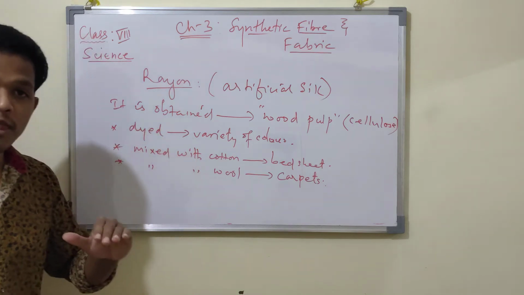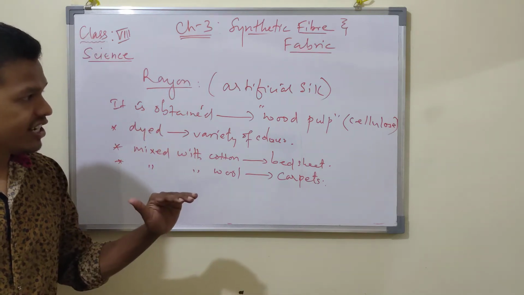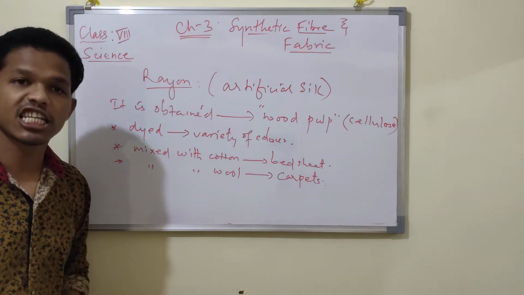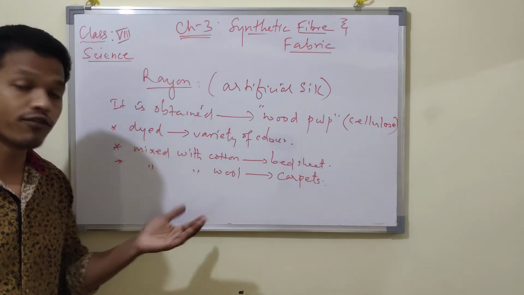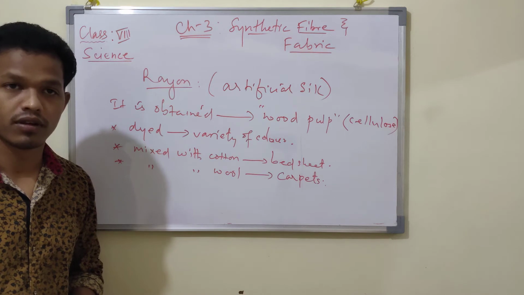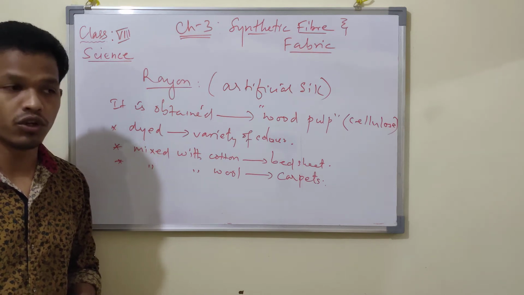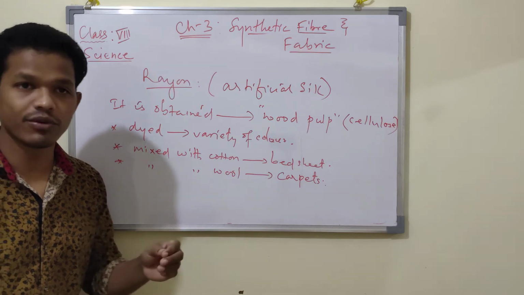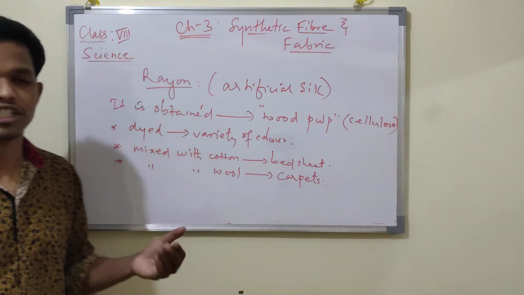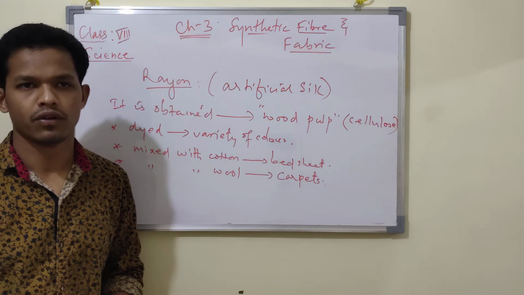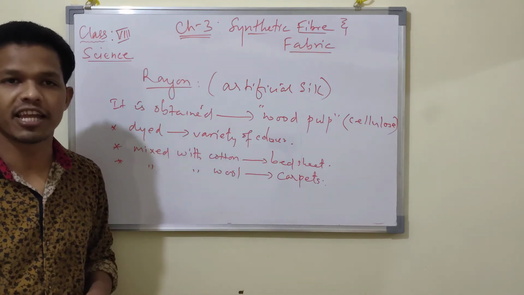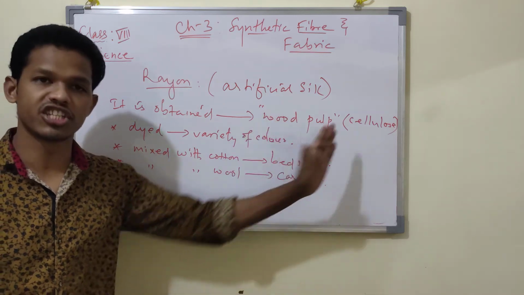So it is reflecting the expensiveness of natural silk. The silk obtained from the silk moth, as you studied in 7th class, is very expensive. These are chemically treated in industries to make artificial silk from wood pulp, that is cellulose.